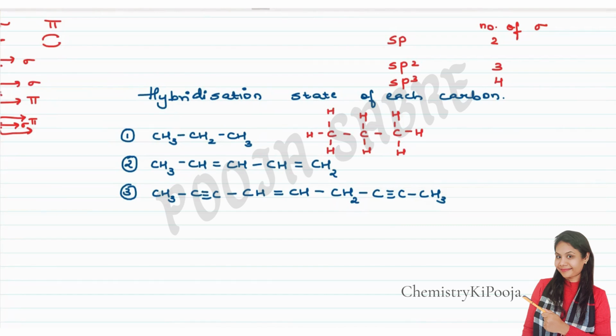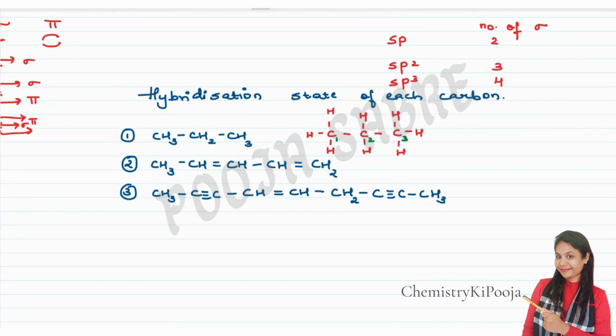Now, let us try to number these carbons. This is the first carbon, second carbon, third carbon. Remember, the numbering is only for the explanation part, only to make you understand in a simpler way. I'm writing the numbers. How to put the numbers in the correct positions, everything we will discuss in the next topic, that is the IUPAC name.